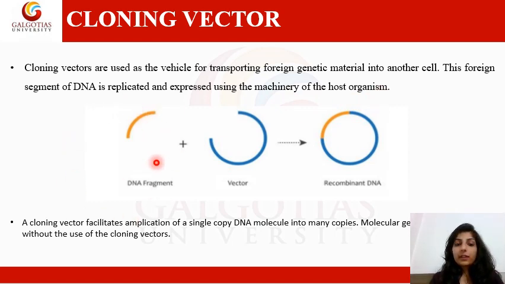Now this is your DNA fragment. This is your vector. By means of ligation, we join the DNA fragment to the vector and we get a recombinant DNA. Your cloning vector facilitates amplification of a single copy of a DNA molecule into many copies. So your cloning vector works as an amplifier. It will amplify a single copy of a DNA molecule into many copies.